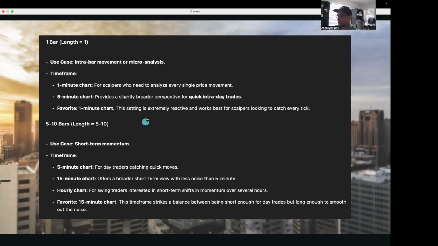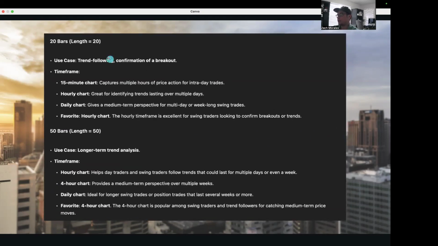Now, for short-term momentum, you can try it on a 5 minute chart. This is for day traders looking to catch quick moves. You can use it on a 15-minute chart if you want a broader short-term view with less noise than the 5 minute chart. Or you can try to use this on an hourly chart for swing traders interested in short-term shifts in momentum over several hours. The favorite for this length is going to be the 15-minute chart, and this time frame strikes a balance between being short enough for day trades but long enough to smooth out the noise.